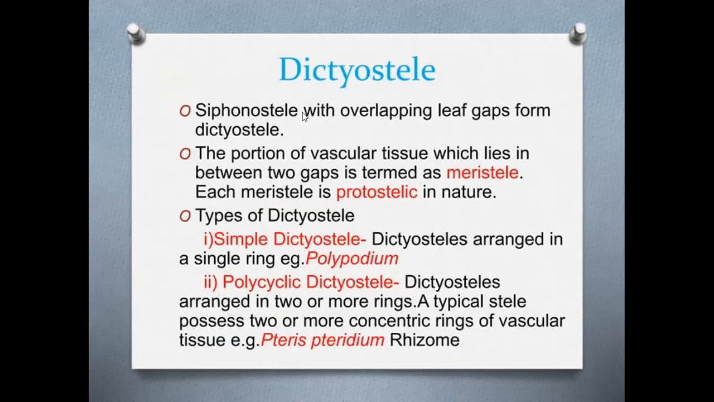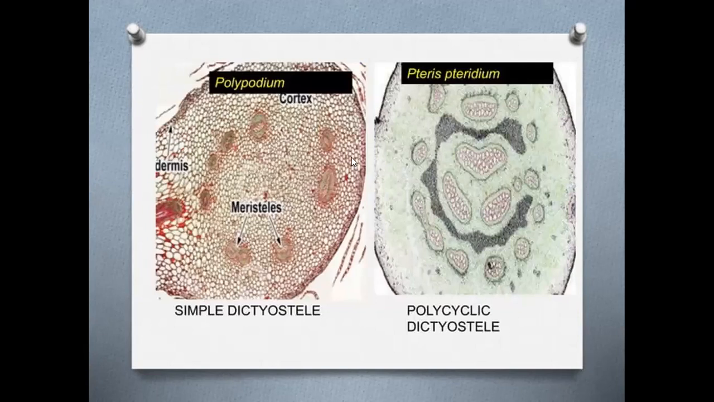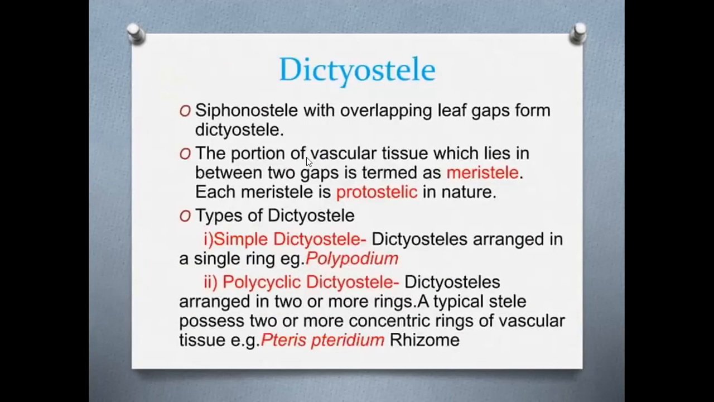So a siphonostele, and what is a siphonostele? Siphonostele is surrounded by xylem and phloem. Okay. What is a solenostele? Solenostele has only one leaf gap at one point. That I'm calling a solenostele.